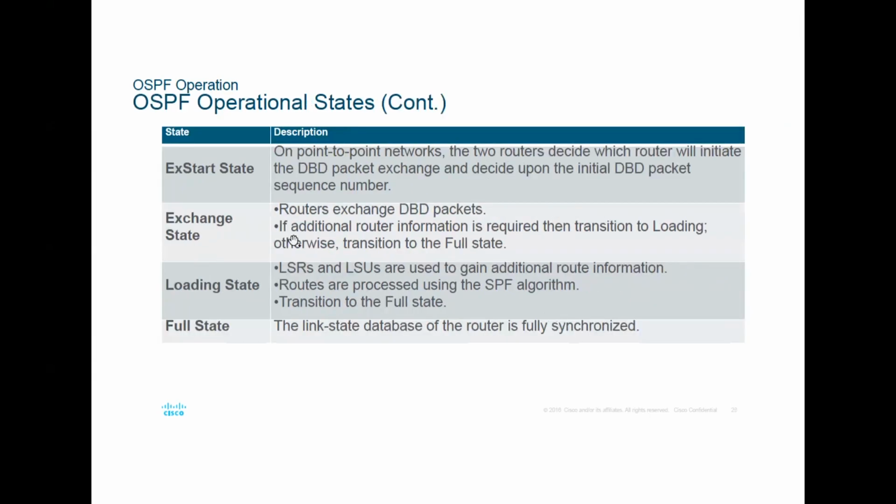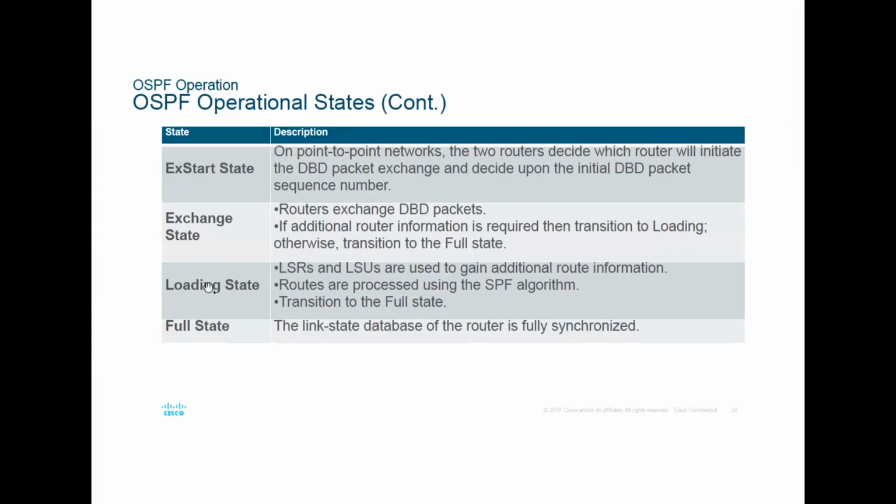Okay, ExStart state. On a point-to-point network, the two routers decide which router will initiate the DBD packet exchange and decide upon the initial DBD packet sequence number. Next state is the Exchange state, where routers exchange DBD packets. If additional router information is required, then transition to Loading, otherwise transition to the Full state.